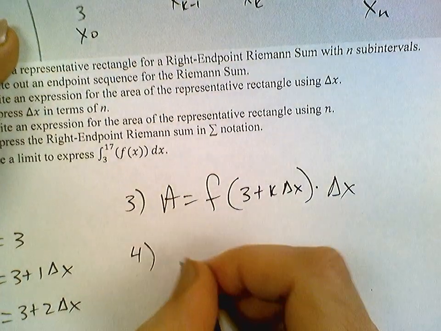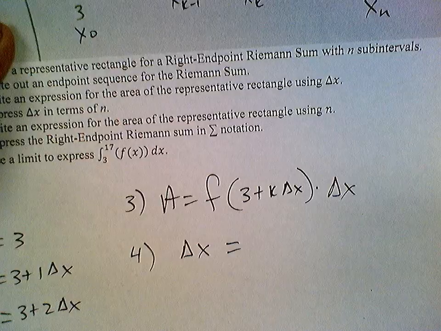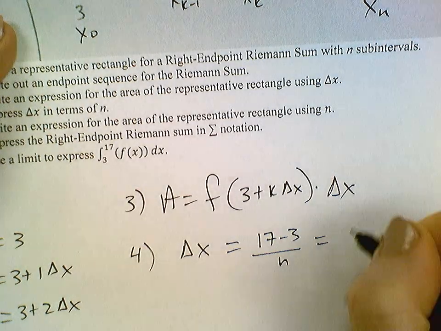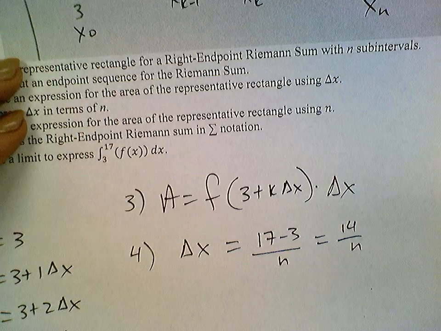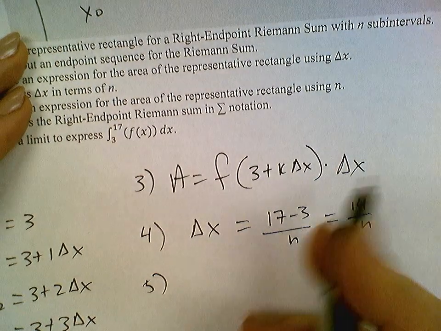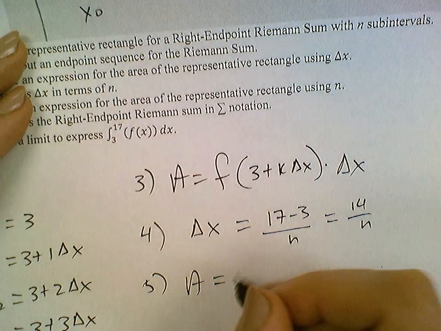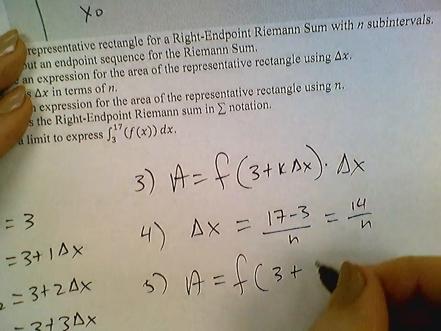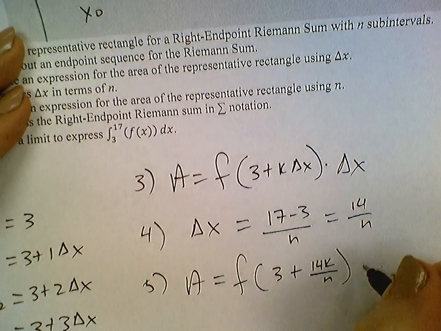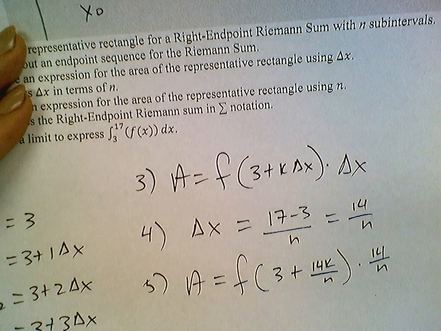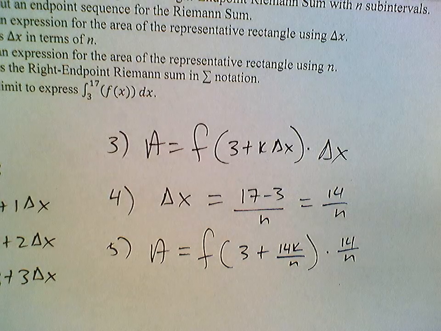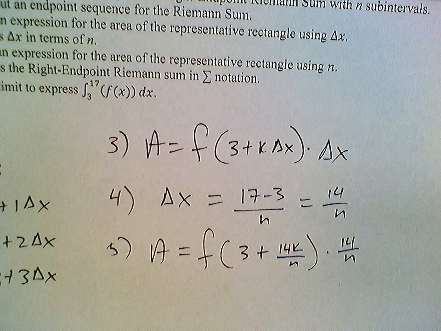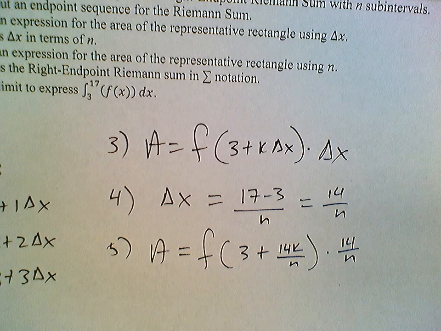Step 4, what is delta x? Delta x is 17 minus 3 over n, because we have n subintervals. 14 over n. Step 5, write the area again, replacing delta x, so that's 14k over n. If that doesn't make sense, what I just did, you've got to pause until you get it, and then move on. That's how you want to be watching these videos. If you don't get something, you pause, and then once you get it, you move on, because everything builds.